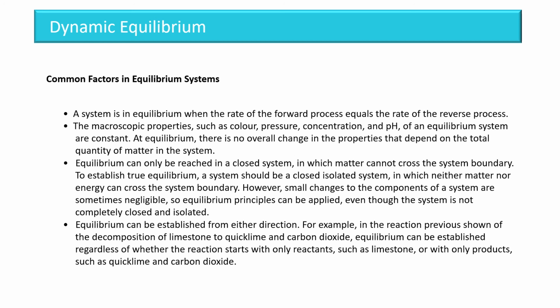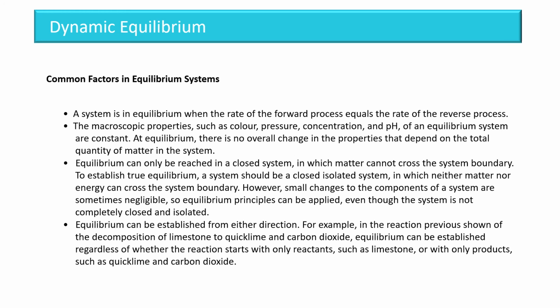Equilibrium can only be reached in a closed system in which matter cannot cross the system boundary. To establish true equilibrium, a system should be a closed, isolated system in which neither matter nor energy can cross the system boundary. However, small changes to the components of a system are sometimes negligible, so equilibrium principles can be applied even though the system is not completely closed and isolated.